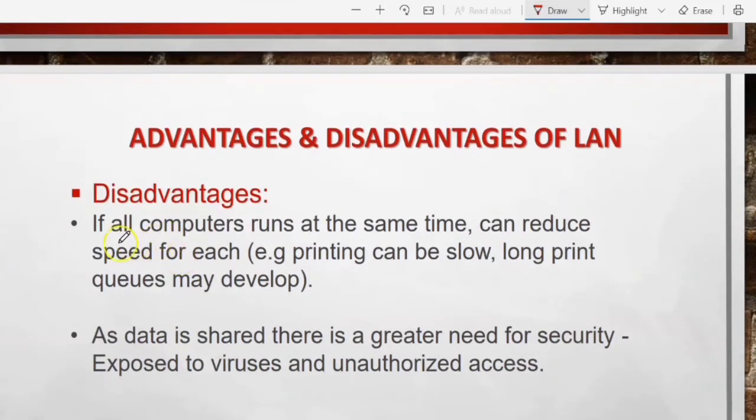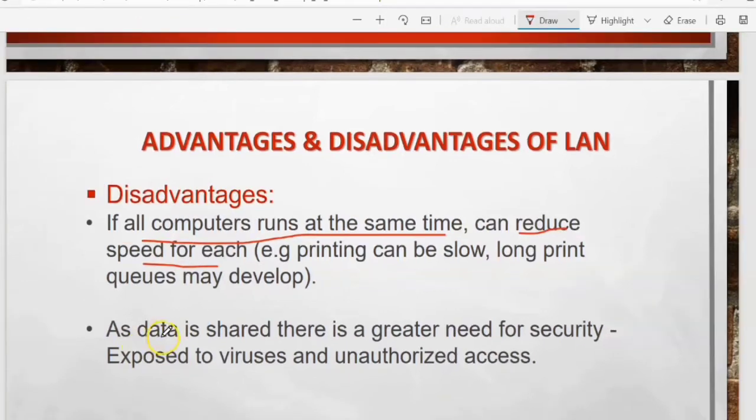Disadvantage: if all computers run at the same time, it can reduce speed for each. For example, printing can be slow, a long queue may develop. Second, data is shared. There is a greater need for security, exposed to virus and unauthorized access.